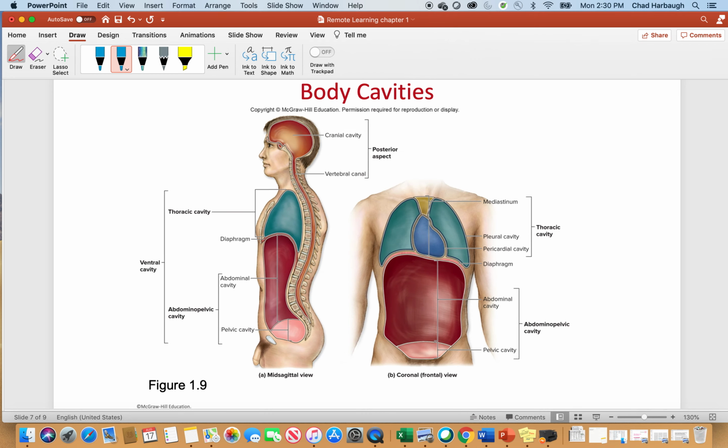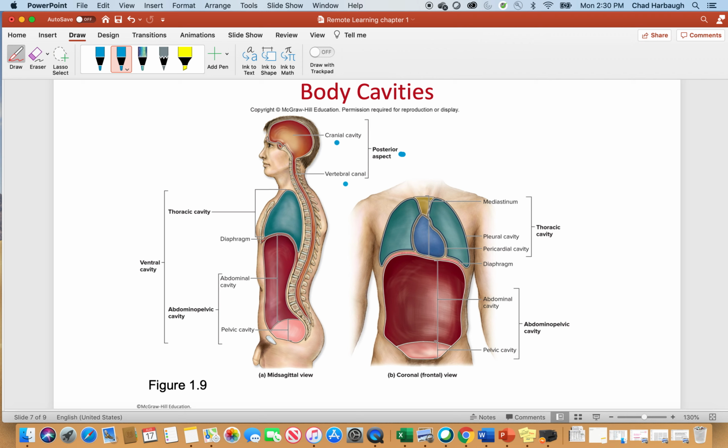When we get into the body cavities, we're also going to be discussing the body cavities and the membranes. The first body cavity that we'll look at is going to be the posterior aspect. First of all, it's going to have the cranial cavity. The cranial cavity houses the brain. This cavity also goes by the name of the endocranium, and it does not have a serous membrane, which we'll discuss here in a second.